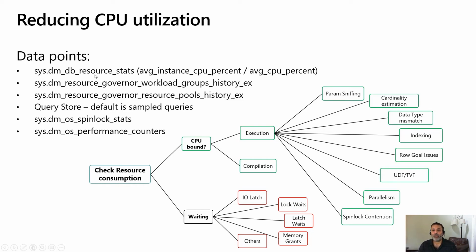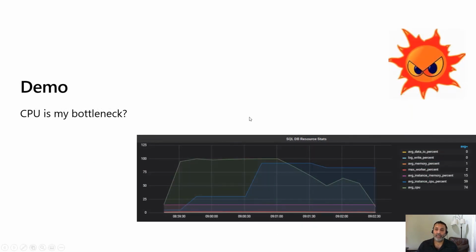So you look at resource stats and see if the instance or database is consuming a lot of CPU, or you can look at the workload group or pool history. Then you find the query or set of queries that are contributing to the CPU. And then there are edge cases where there's spinlock contention, and so forth. So the methodology is pretty much the same. So let's move on to a demo.